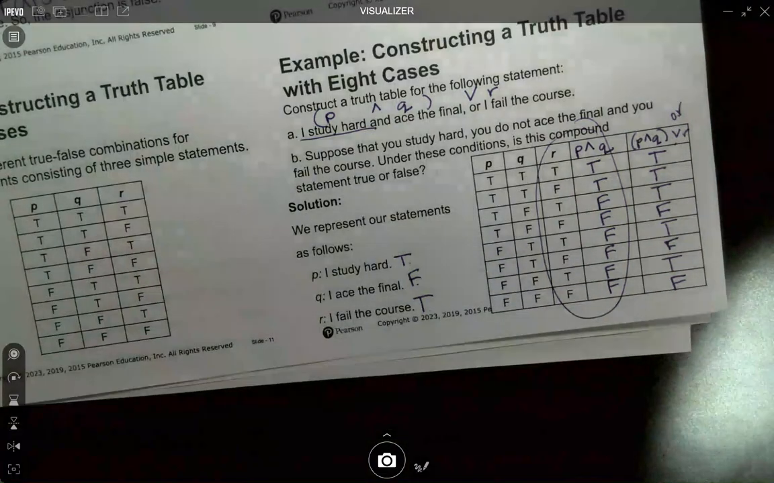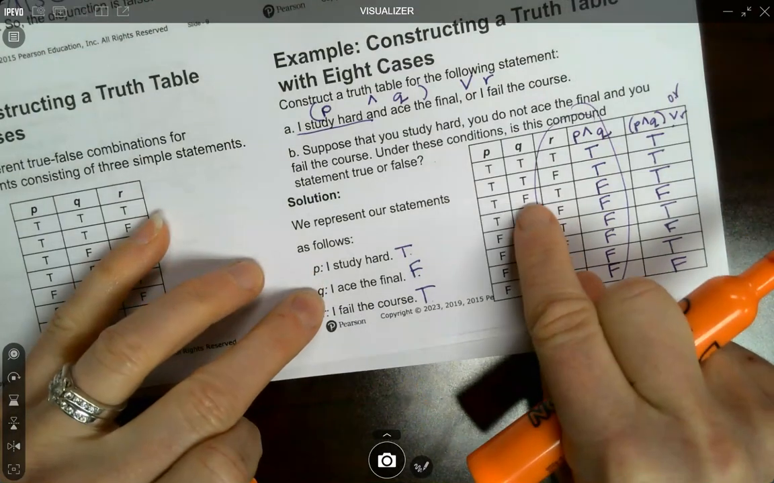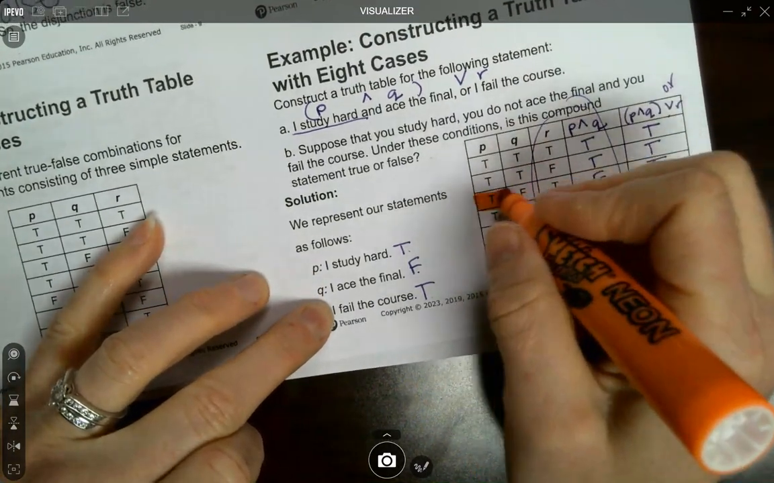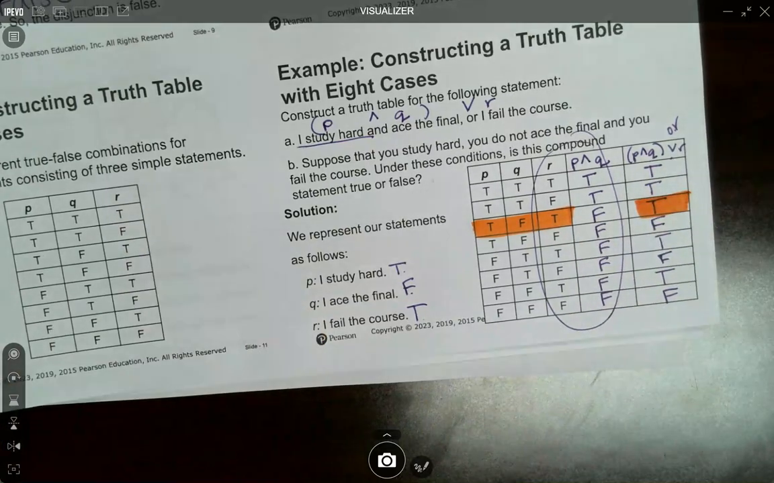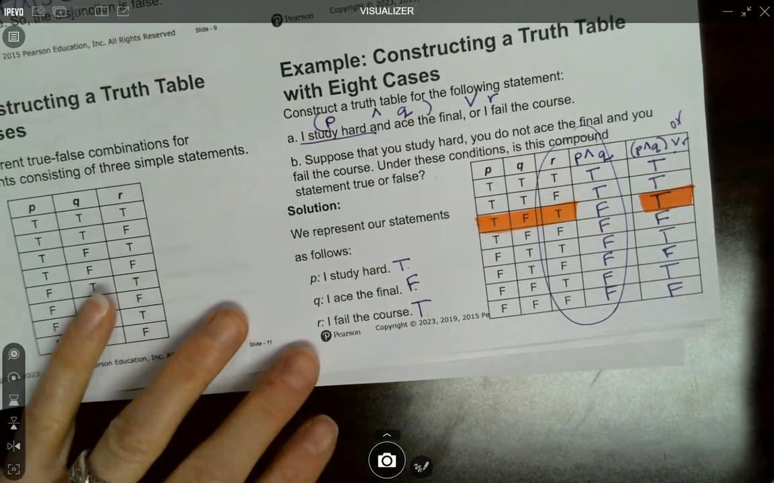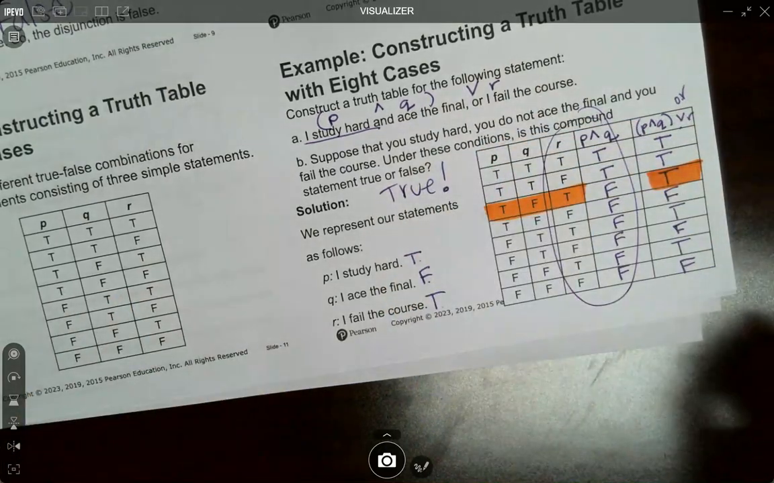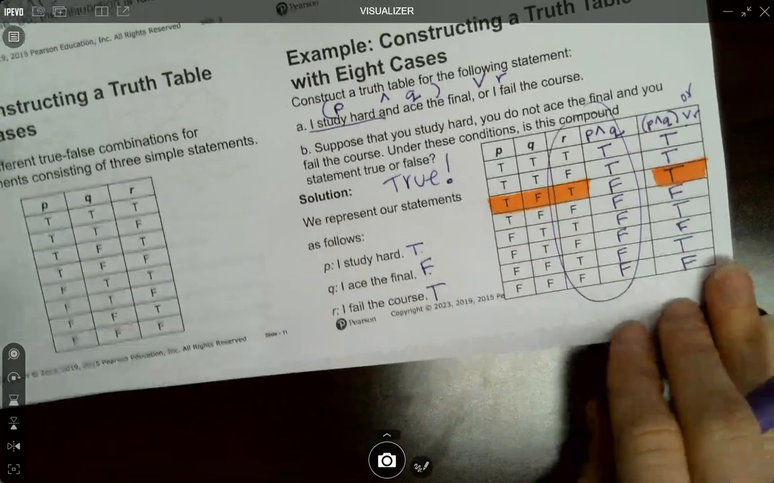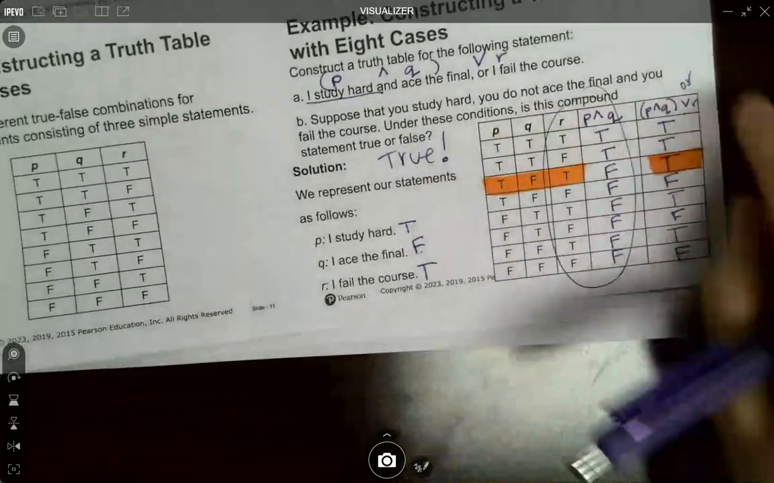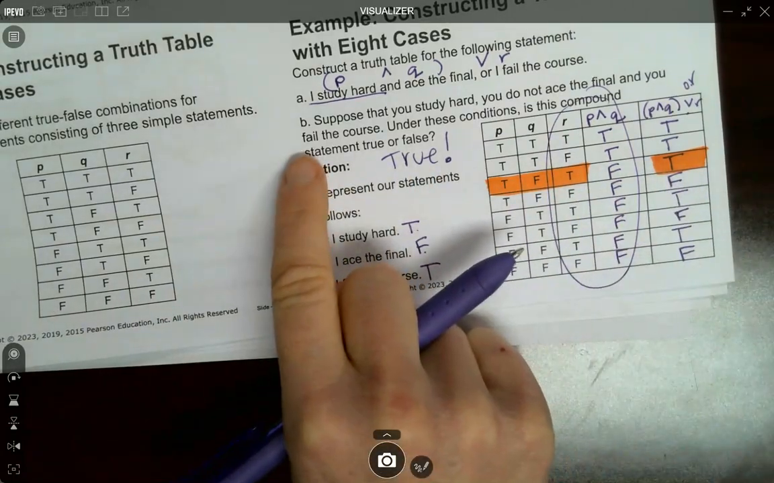So let's see. P is true, false, true. So it's these. So let's see, what is the truth value? It is true. So that is how you would complete the entire truth table and then look for a specific situation.